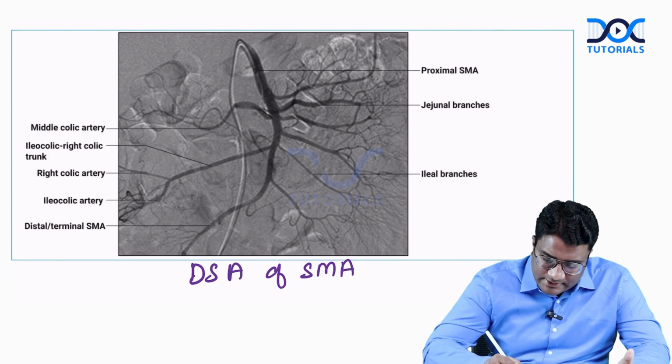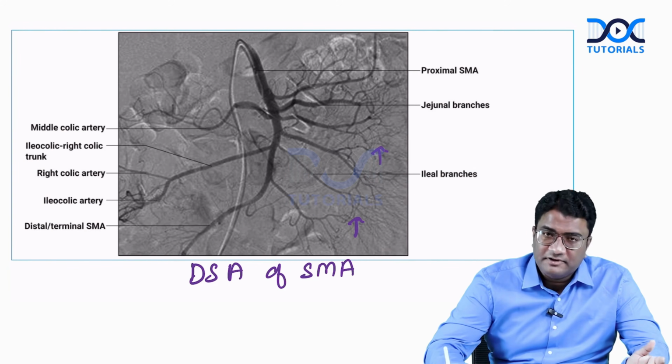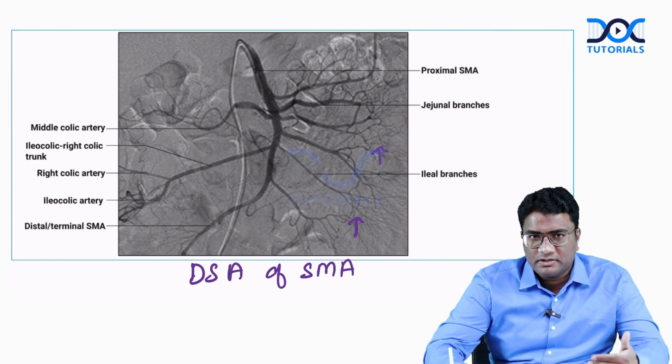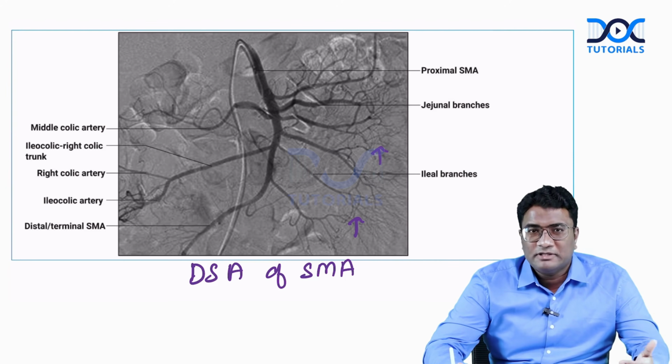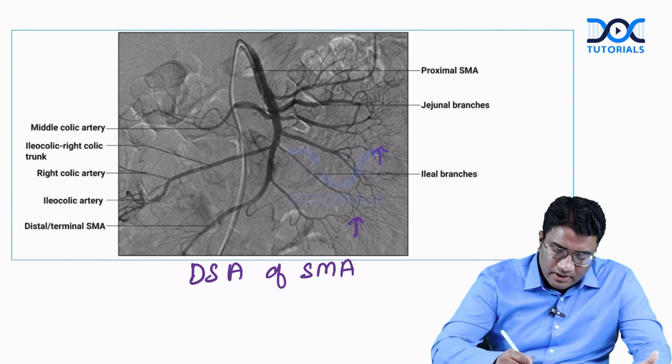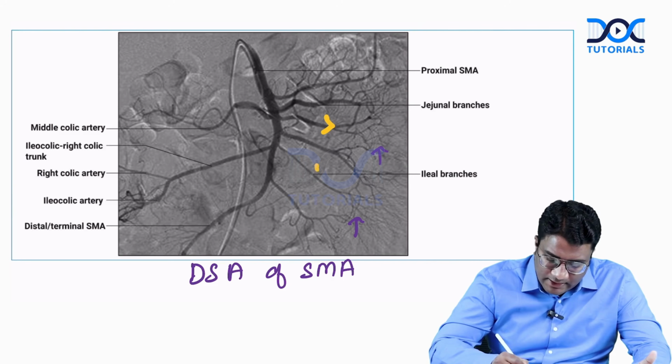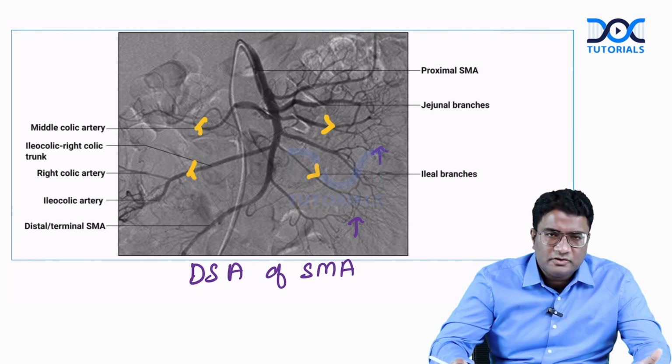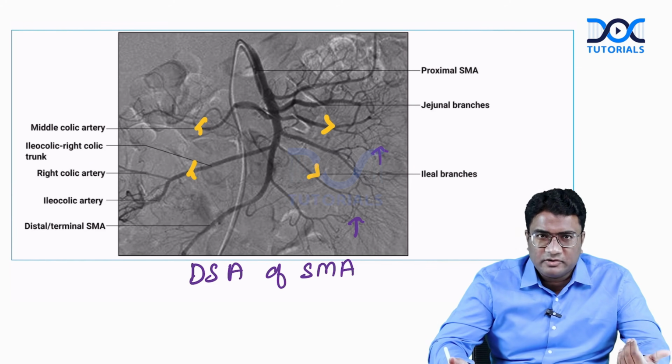And you can see this vasa recta, telling you this is a vessel supplying the bowel loops, right? So you are seeing those vasa recta. So these are mesenteric arteries. And how do you know whether it is superior mesenteric or inferior mesenteric? The superior mesenteric artery gives branches both on the left as well as on the right side.